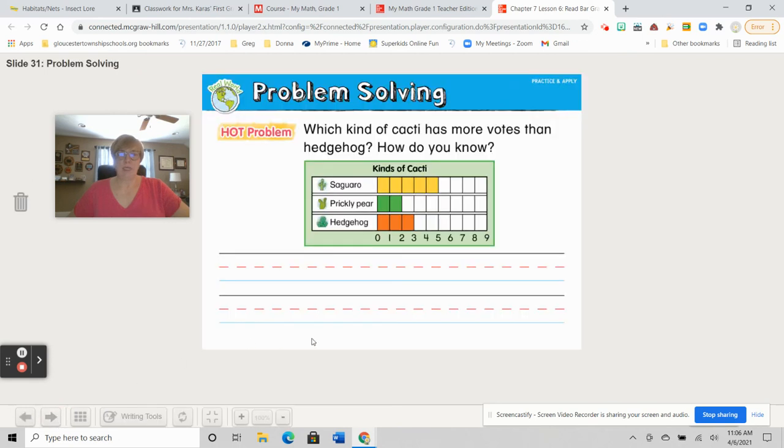Number 13, problem solving. Okay, here we go. I'm going to read it to you. Which kind of cacti has more votes than hedgehog? Isn't that cool? Hedgehog is a name of a cactus. How do you know? Okay, let's look. There's saguaro, prickly pear, and hedgehog. All right. Which type? Let me get my writing tools ready.